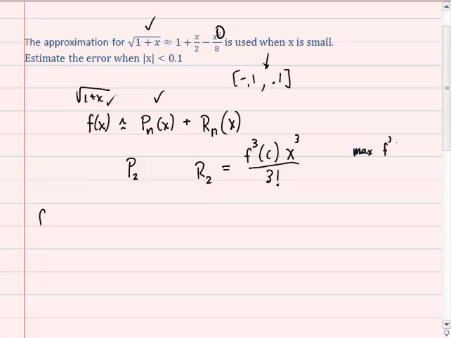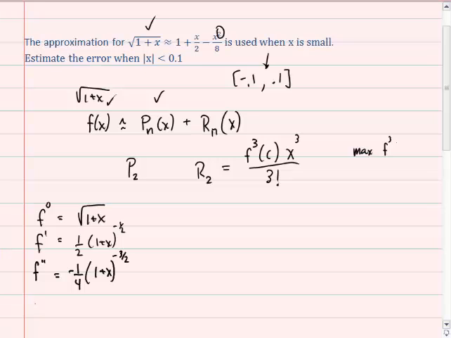So let's start. We know our zeroth derivative of this function is just the function, the square root of 1 plus x. Our first derivative is going to be 1/2 of 1 plus x to the negative 1/2. Our second derivative will be negative 1/4, 1 plus x to the negative 3/2. And our third derivative, the one we're interested in, will be 3 over 8, 1 plus x to the negative 5/2 power.